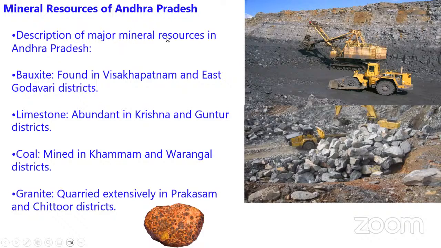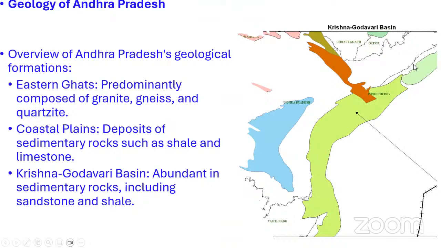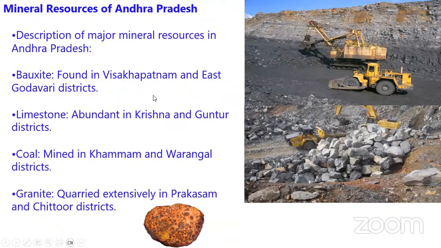Here you can see a description of the major mineral resources in Andhra Pradesh. Bauxite: this is the bauxite formation, found in Visakhapatnam and East Godavari districts. You can find these bauxite deposits along the coastal region of Andhra Pradesh. Next, limestone: these are the limestone mining quarries, abundant in the Krishna and Guntur districts. And coal mine in the Khammam and Warangal districts. This is open cast coal mining, mainly spread across the Warangal, Khammam and Ramagundam regions.